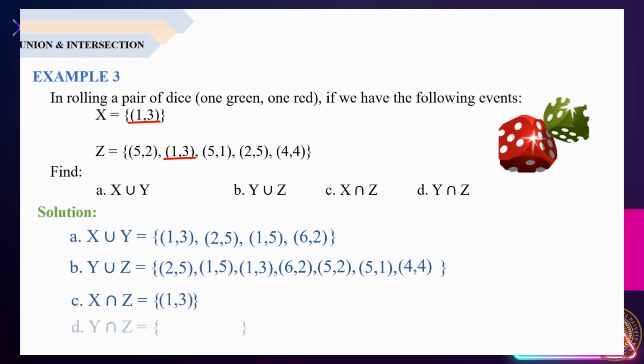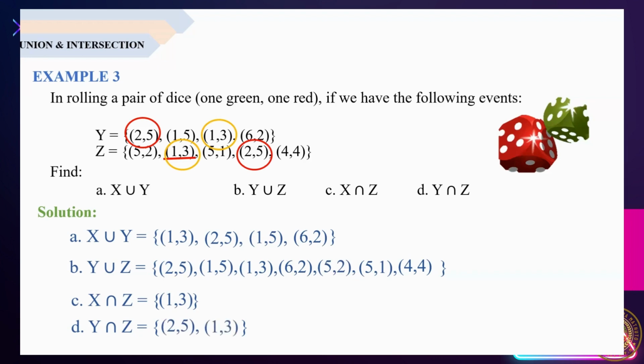Okay? Now, proceed tayo sa last, which is the intersection of Y and Z. So this time, focus tayo sa Y and Z naman. So ibig sabihin yung parehas na meron sa Y at sa Z. So makikita natin, 2 and 5 ang magkaparehas na meron sila at meron pang isang magkaparehas which is 1, 3. Okay? Na makikita sa Y at makikita rin sa Z. So therefore, ang kanilang intersection ay 2, 5 and 1, 3. So that is how we identify the union and the intersection of events.